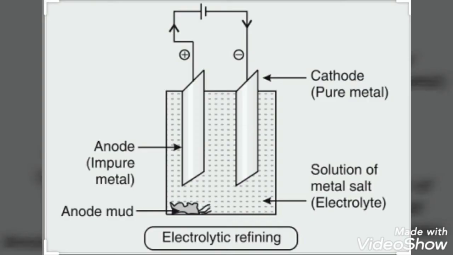In the process of electrolytic refining of metal M, an impure and thick block of metal M is considered as anode. That means it will be connected to the positive terminal of the battery. A thin strip of wire of pure metal M is taken as cathode. That means it will be connected to the negative terminal of the battery. And a suitable salt solution of metal M is considered as an electrolyte.